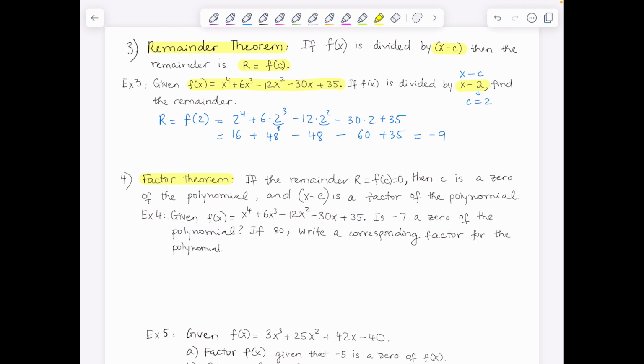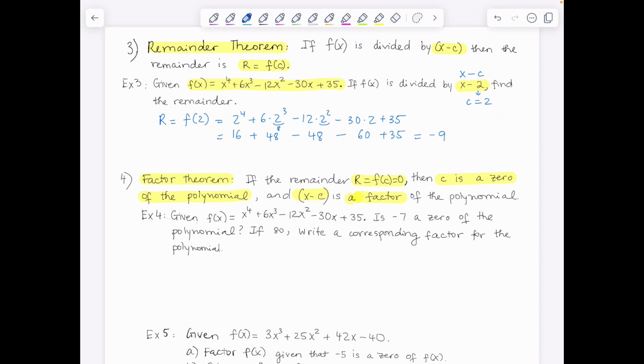If the remainder r is equal to f of c is equal to 0, then we can claim that c is a zero of the polynomial. And we can also claim that x minus c is a factor of the polynomial.